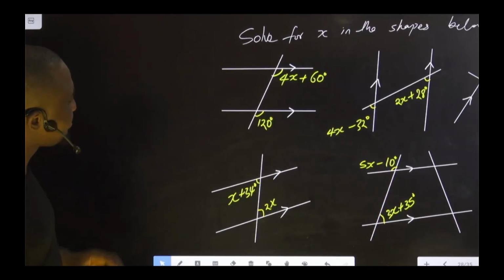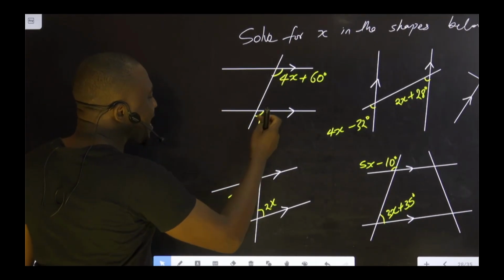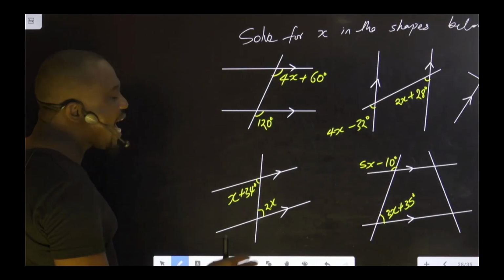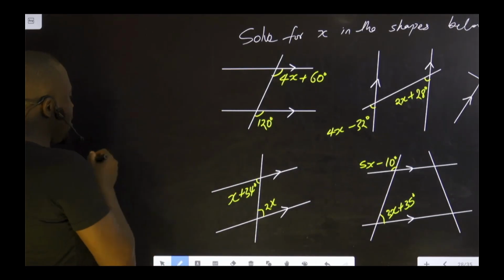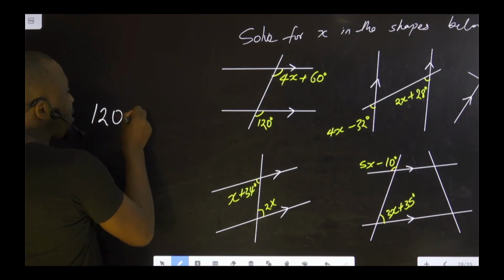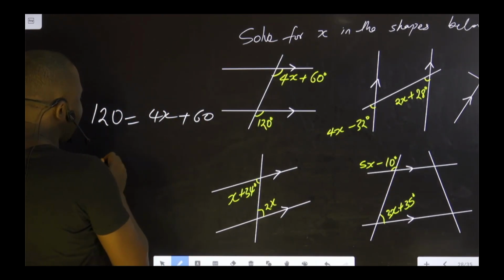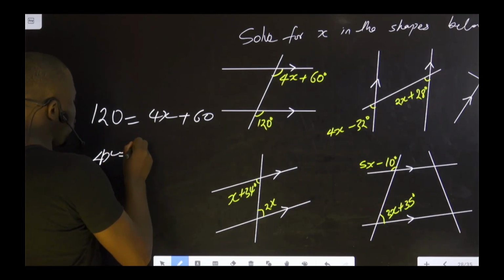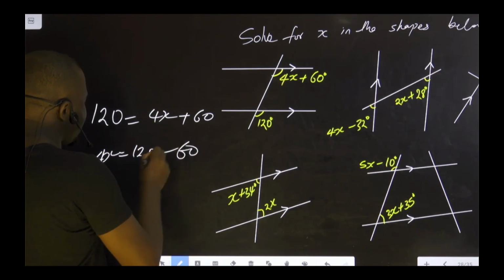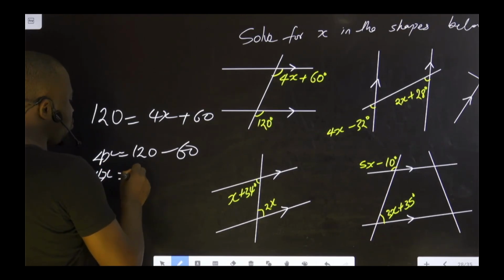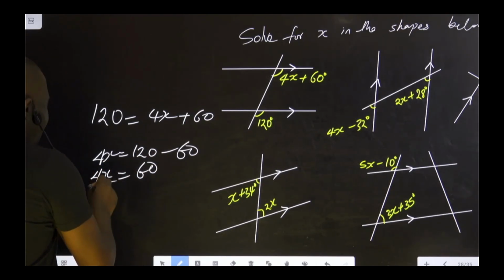I push it here. You agree with me? Here and here are corresponding angles. If they are actually corresponding angles, it means they are equal. So 120 is equal to 4x plus 60 degrees. So 4x now is equal to 120 minus 60. 4x is equal to 60 degrees. Divide both sides by 4.